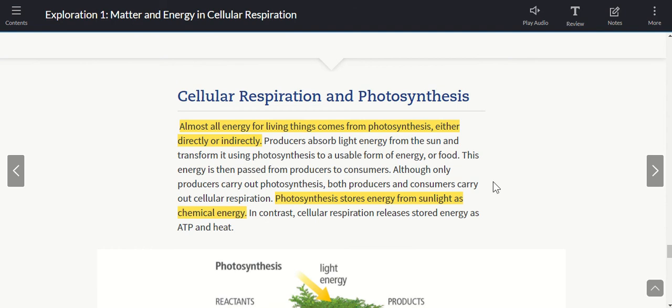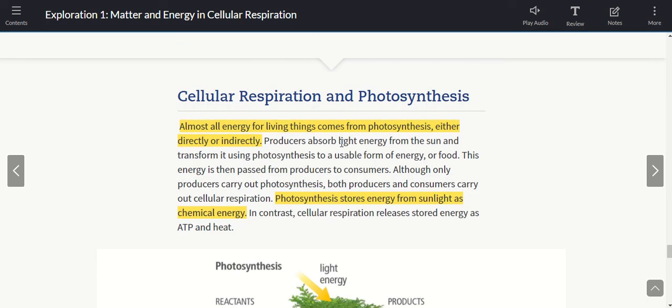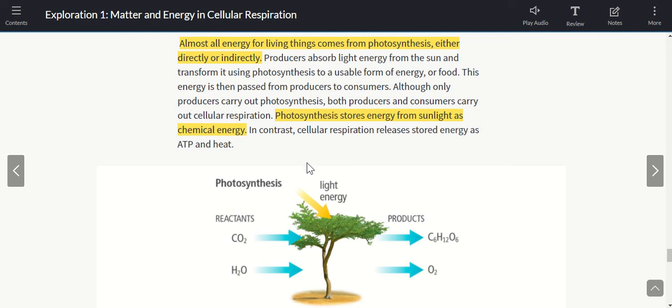All right, now finally, the last thing that I want to talk to you about is, again, that direct comparison of cellular respiration and photosynthesis. All energy comes from photosynthesis. We get our energy from the sun, but it has to be converted into a form that we can use first. And so that's what we looked at last week.